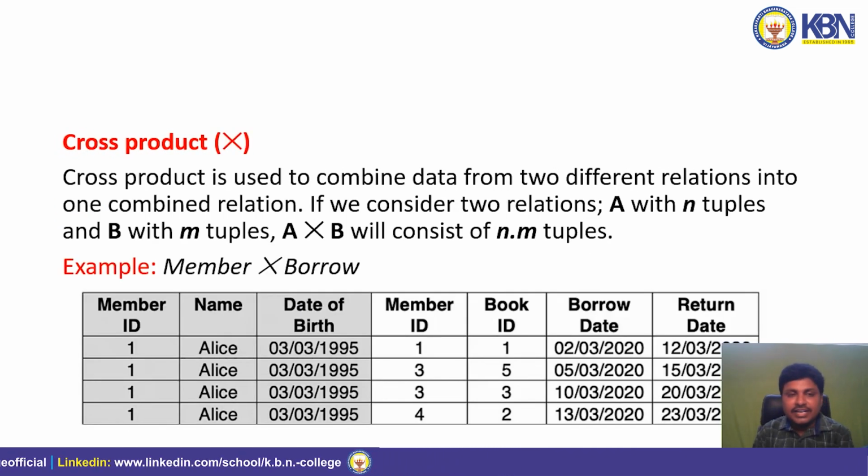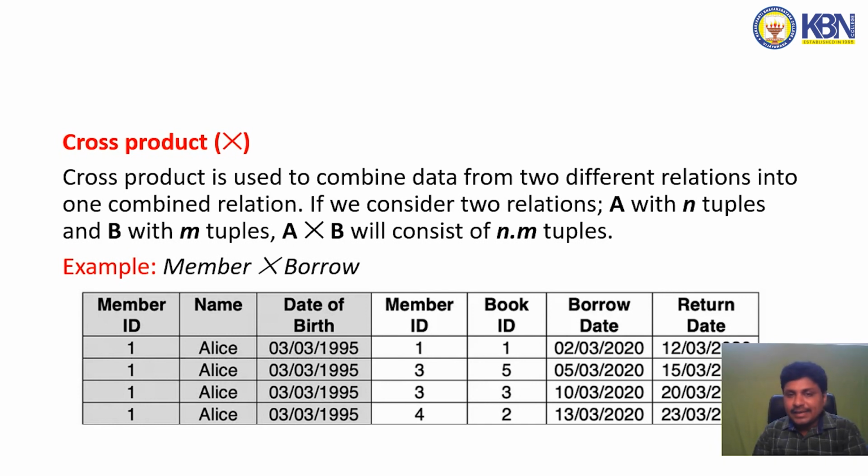And next one of the operations is the cross product. The cross product is used to combine the data from two different relations into one combined relation. Suppose A is a relation with n tuples and B with m tuples, then A cross B will consist of n dot m tuples. The cross product can be denoted by the cross symbol or dot symbol.